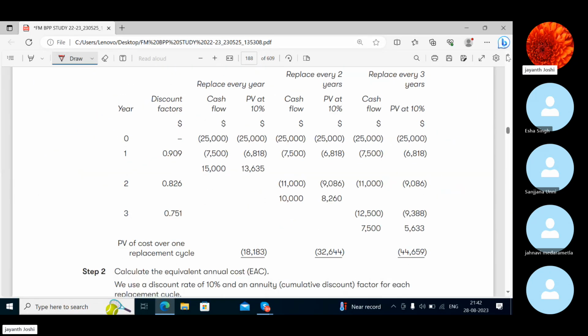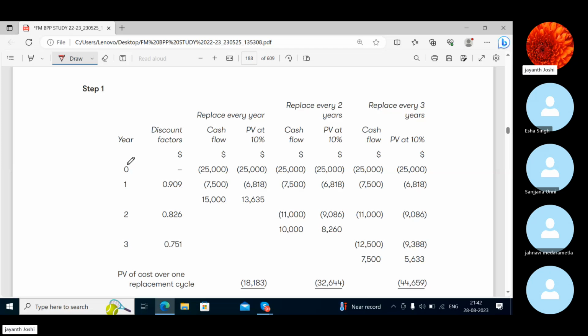The asset is bought on the first date of the project, when you're initiating the project, whatever is the first and foremost investment you make. So in the 0th period, we have $25,000 investment, right? And the present value is also going to be the same. Why? Because on that day there is no discounting going to happen.